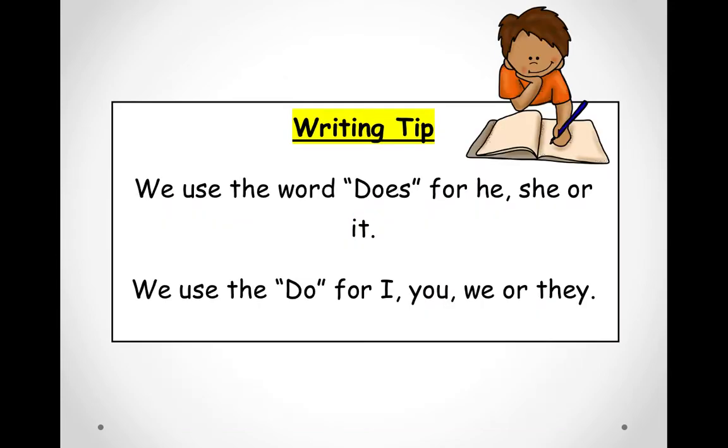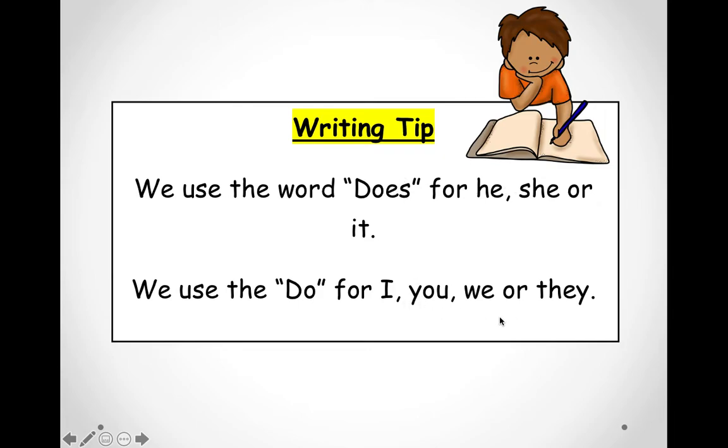Here is a writing tip. We use the word does for he, she, it. And we use do for I, you, we, or they. For example, if I have a sentence, he go to school. Now I have the word he, so I will use does. He does go to school.